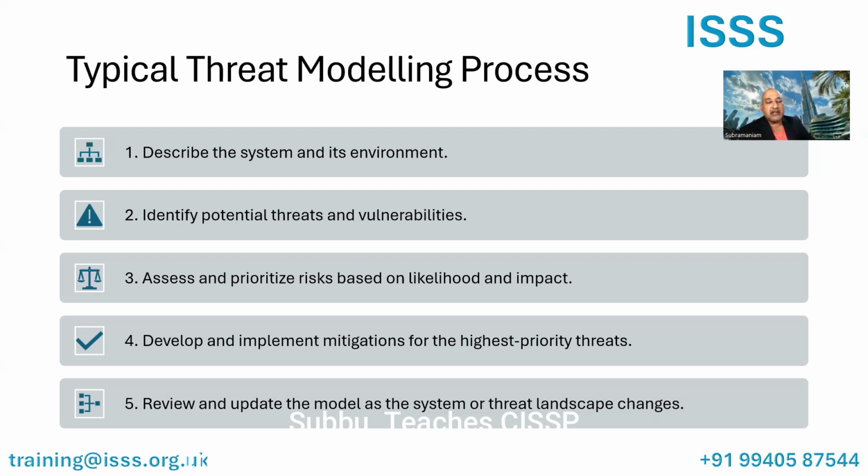Then identify the potential threats and vulnerabilities. We are going to have a look at STRIDE to identify that, and assess and prioritize the risks based on the likelihood and impact. Risk is equal to vulnerability multiplied by the impact multiplied by the probability multiplied by the threats. Then develop and implement mitigation for the highest priority threats initially. Review and update. So this is what we are going to actually see.